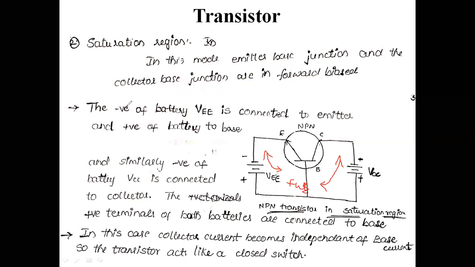This is the theoretical part. Negative of battery VEE is connected to emitter and positive to base. Similarly, negative of battery VCC is connected to collector and positive is connected to base. In this case, collector current becomes independent of base current. How it trends, we will see later on.